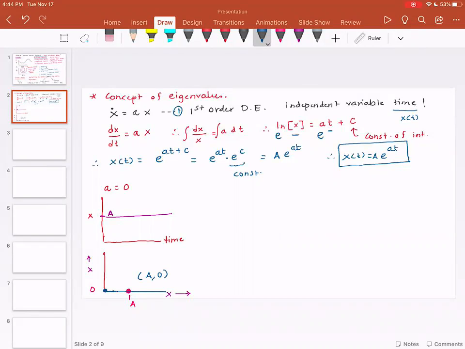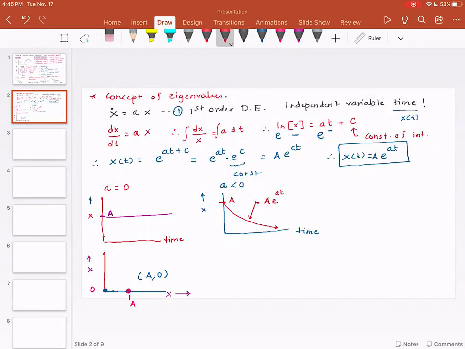Now I want you to look at the case when a is less than 0. When a is less than 0, you have time, you have x. You will start at time t is equal to 0. The value is going to be capital A. And then as time goes on, it's going to go like this. So this is how A e to the power at will look when a is less than 0.